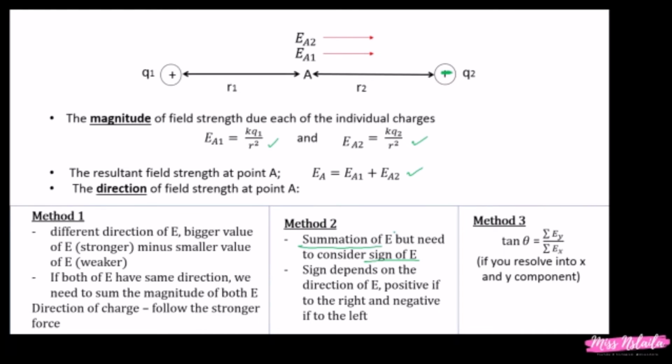Method 3, we can use if the directions of E are in different quadrants or there is an angle between them. For example, if I have an X and Y axis, EA1 in this direction, EA2 in this direction. Then you can resolve them into X and Y components to find the magnitude and direction.